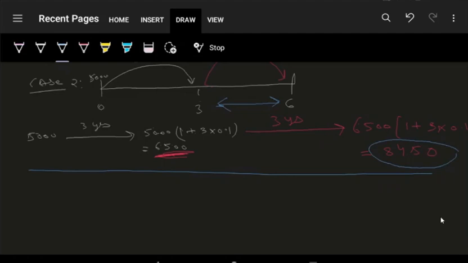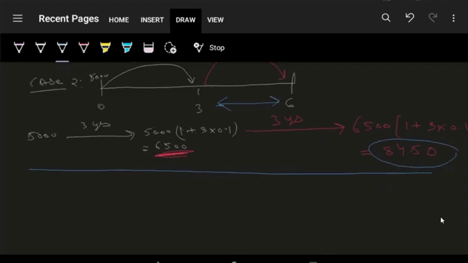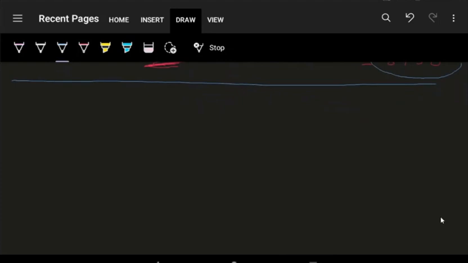So we see that one could benefit in this way if he reinvests his money again and again at each time period in a simple interest setting. So to overcome this problem, we have compound interest rate.